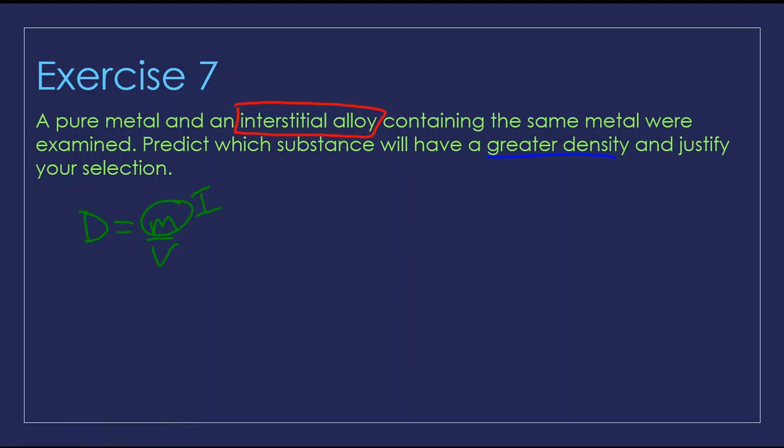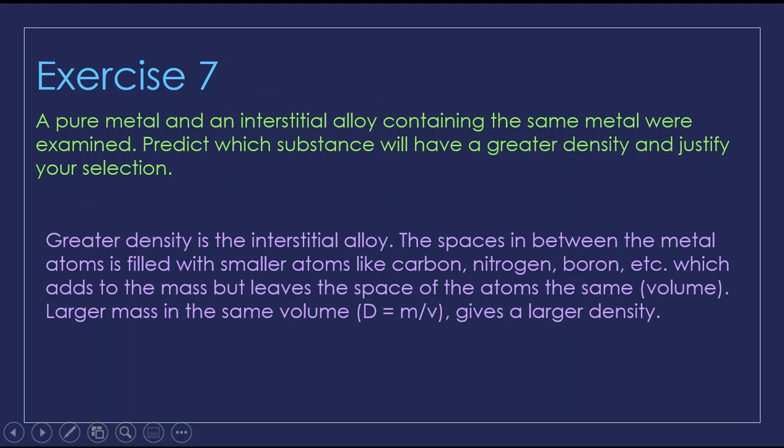The interstitial alloy is going to have more mass because you have more particles packed into those spaces. The regular pure metal is just going to have those spaces empty. So the same volume, if we're talking about the same space here, okay? So greater density is the interstitial alloy. Spaces in between the metal are filled with smaller atoms like carbon, nitrogen, boron, etc., which adds to the mass but leaves the space of the atoms the same. Larger mass and the same volume, of course, gives you a larger density.